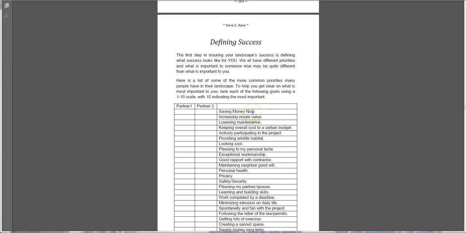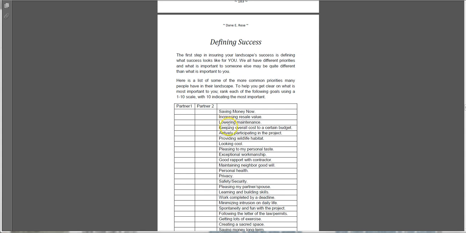So, for one person, saving money right now might be a really key value, and so you might put a 10 on that. Your spouse may see that as a 2 or a 3 on a 1 to 10 scale, with 0 being not at all important and 10 being very important. There's increasing resale value. If it's a home that you'll live in for the rest of your life and you really don't care what other people think, then that might get a 0. But if you're definitely selling in the next 1 to 2 years, and the whole basis for spending $100,000 on a project is the belief that it's going to dramatically improve the value of the home, that should get a 10.